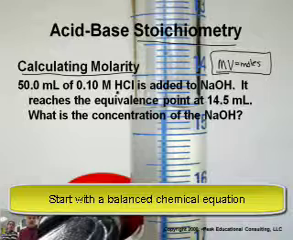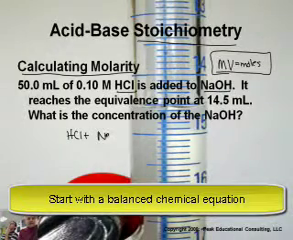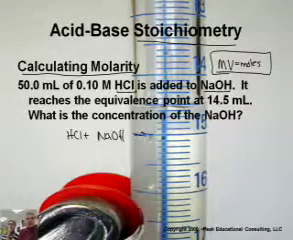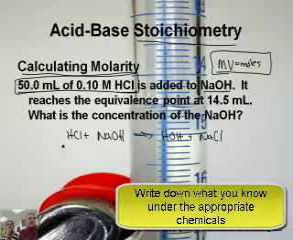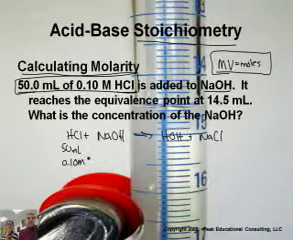So I'm missing HCl and NaOH. I'm going to write this out. HCl plus NaOH. You're going to be very familiar with this equation by the time we're done. This equation you're going to use a bunch, even in the lab, because it's used for lots of things. All right, so what do I know? I have 50 milliliters of 0.10 molar HCl. I'm writing that under the HCl, and it takes 14.5 milliliters of sodium hydroxide.